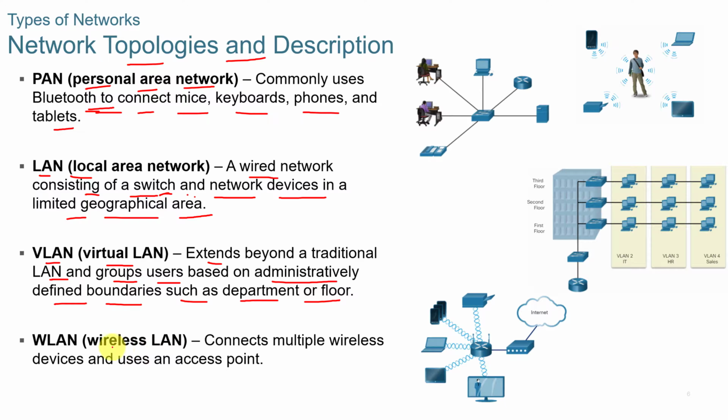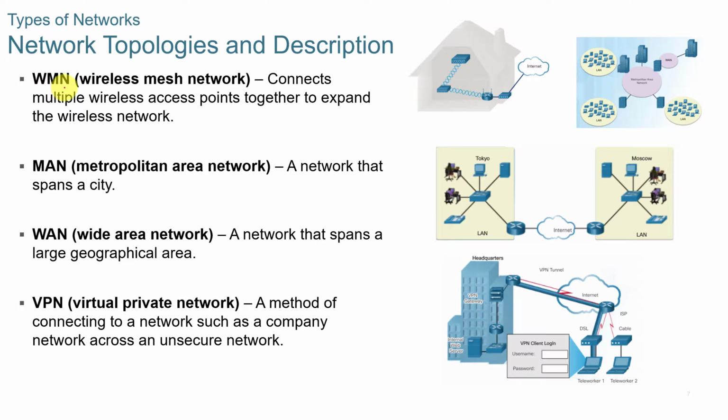And then you have wireless LAN or WLAN. That connects multiple wireless devices and uses an access point. Another one is the WMN, Wireless Mesh Network. That connects multiple wireless access points together to expand the wireless network. You'll hear it called Mesh Network. A lot of times you won't hear wireless mesh network, you'll just hear Mesh Network. But that's a number of different wireless access points that connect multiple devices across a larger area. And then you have MAN, Metropolitan Area Network.